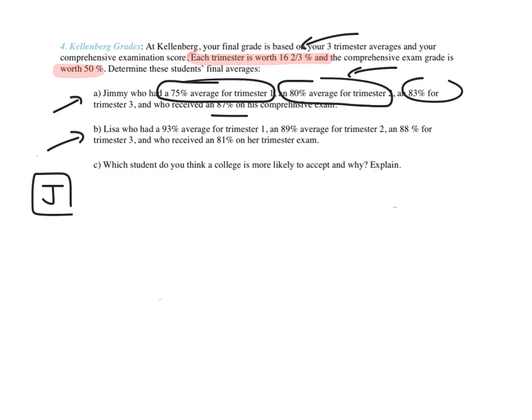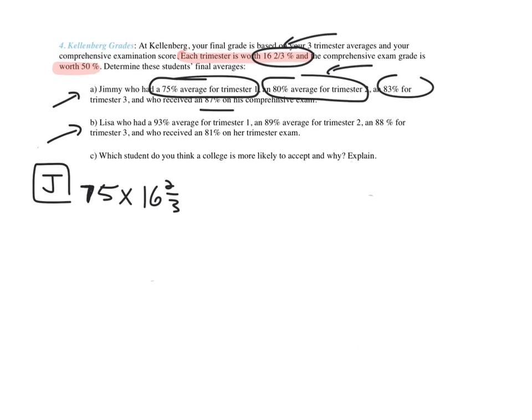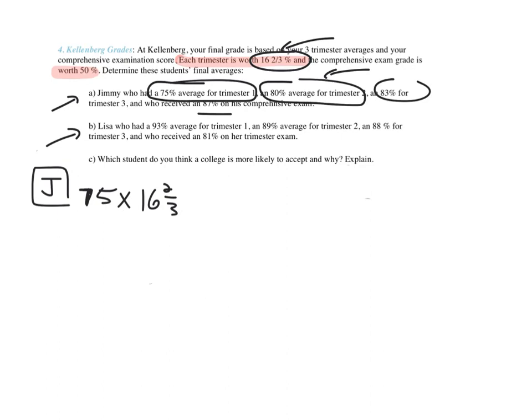As long as you stay consistent with your notation, you can choose to convert percentages to decimals, or you can keep them as whole numbers. For example, if I take Jimmy's first trimester average, which is 75, and I'm going to write that as the number 75, I'll multiply that by its weight. Well, the first trimester is worth 16 2/3. So here I'm choosing to write these percentages as whole numbers, and I'll show you how that affects your final answer. So Jimmy's first trimester is a 75, and the weight is 16 2/3.